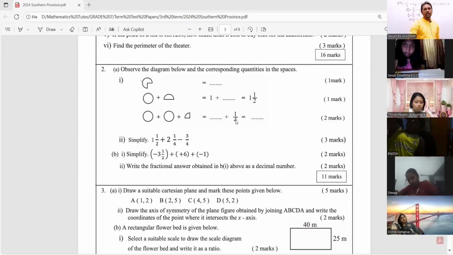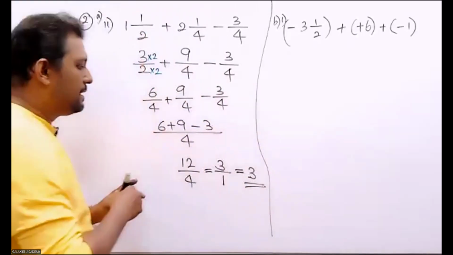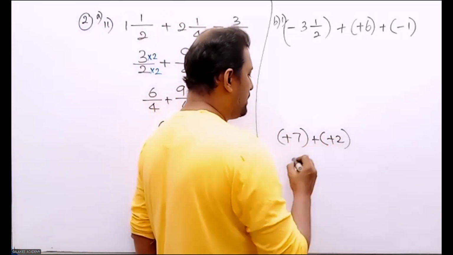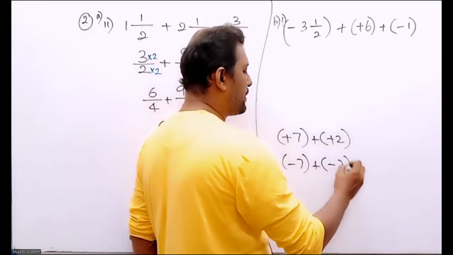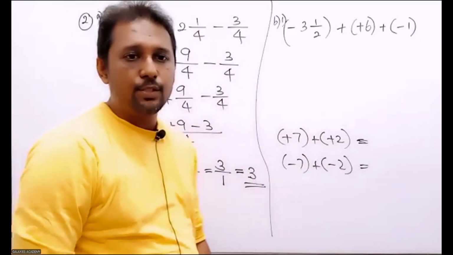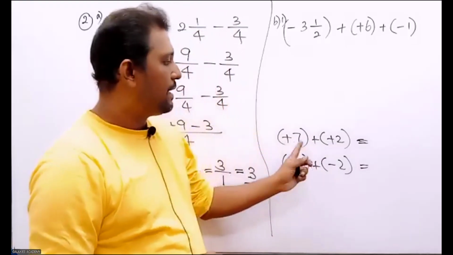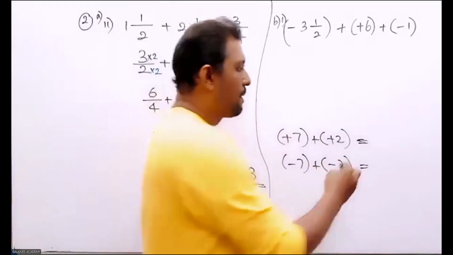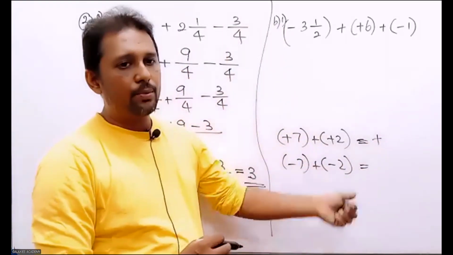Also, you revise the knowledge of the addition of the directed numbers, right? Do you remember the addition of the directed numbers? When you add same types of signs directed numbers, okay? When you add positive 7 and positive 2, negative 7 and negative 2, the answer sign should be the same sign. That means what is the answer of positive addition? Positive. Negative add negative. Negative.